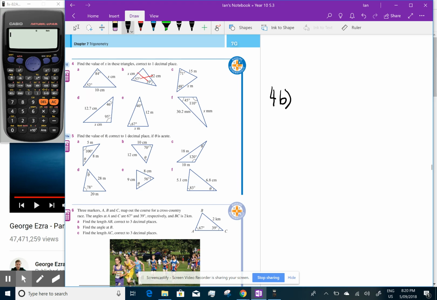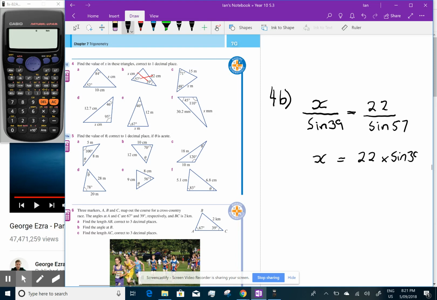Now, whenever you do one of these, always write the pronumeral, or what you're trying to find, first. So x, and the sine rule says on sine of the opposite side, so x on sine 39 equals, well, I just have to find another side and the angle opposite. Well, I've got 22 on sine 57. Now, all of these are numbers. I'm going to multiply that sine 39 across. 22 times sine 39 on sine 57.